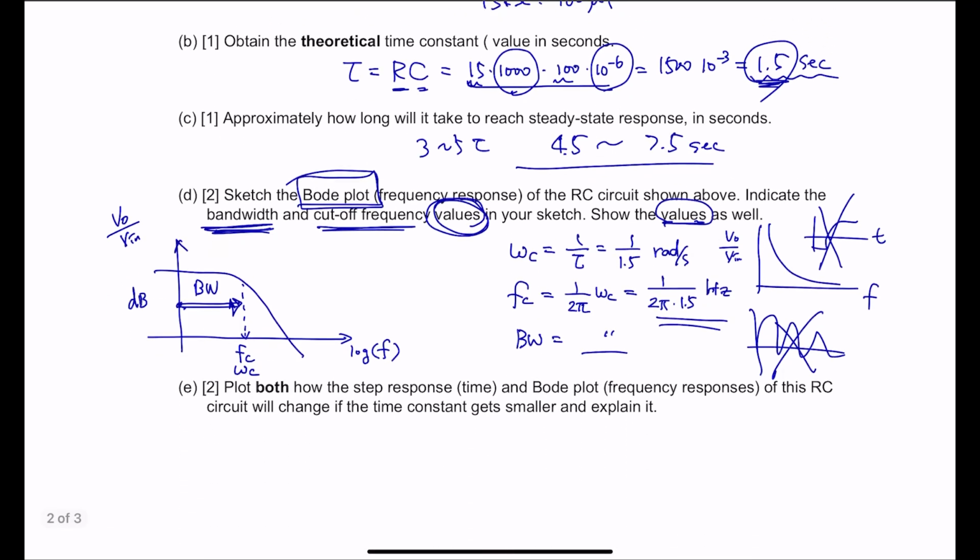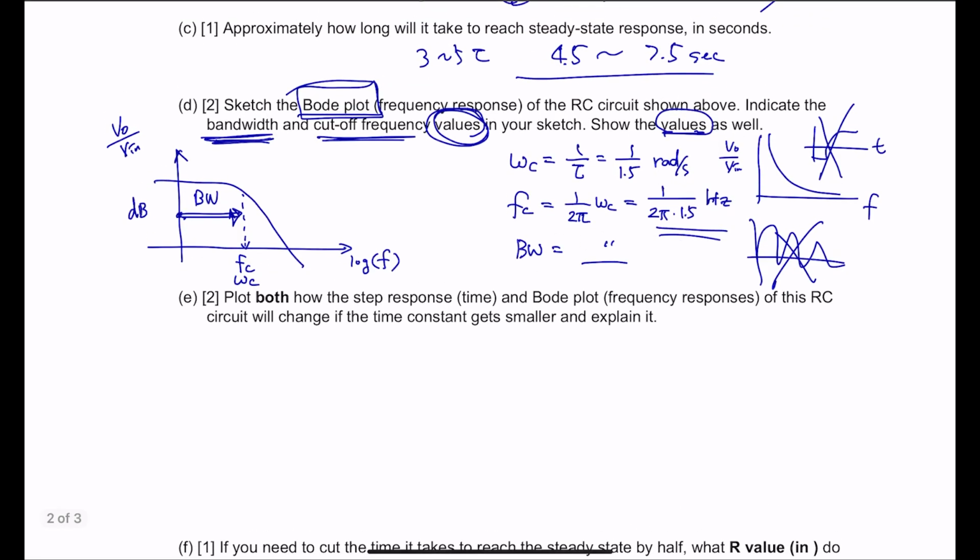Okay, now let's move on. Then the next problem was about plotting both how the step response in time and the Bode plot, the frequency response of this RC circuit, will change if the time constant gets smaller. Okay, and explain this. So first, we would like to plot the step response and the Bode plot. You're plotting here, you're plotting that one more time. I almost tried to give you points here.